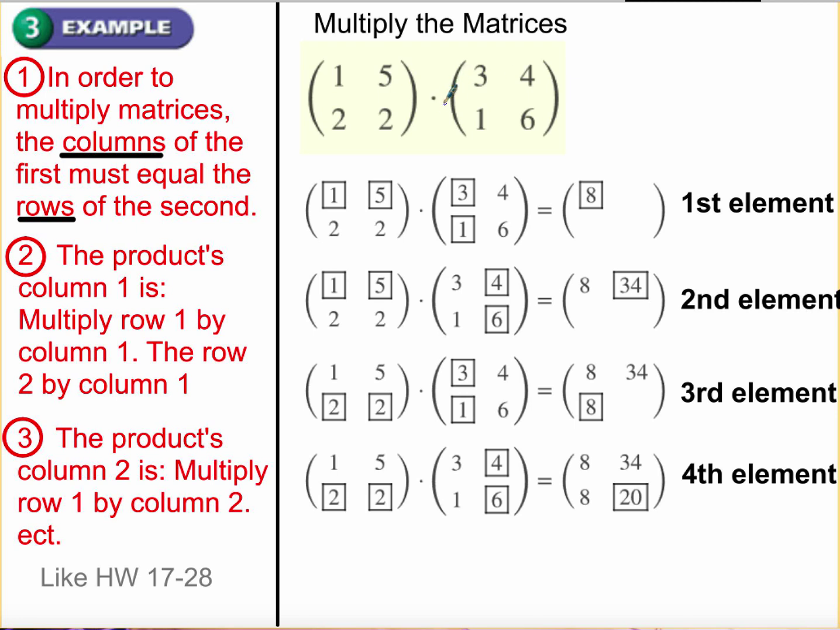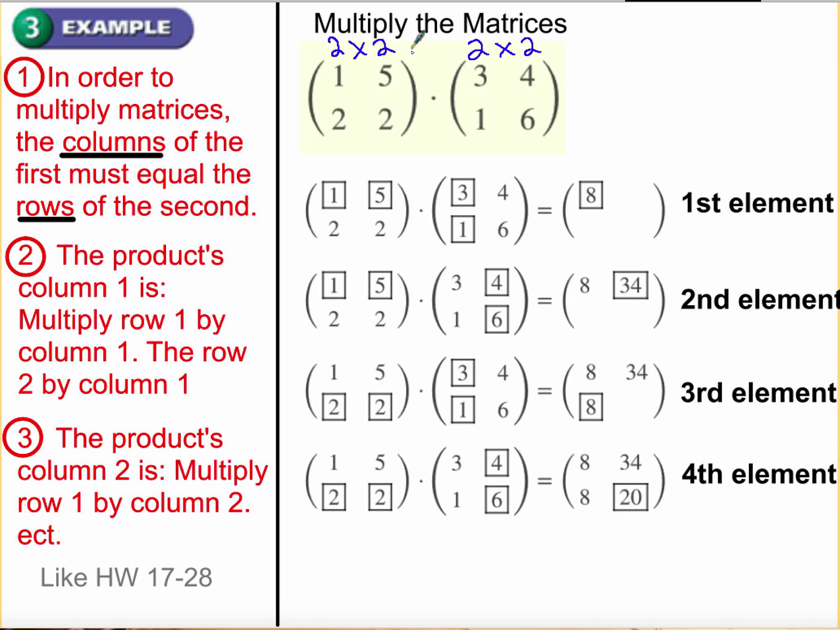Remember how I said that in order to add or subtract matrices, they had to have the same order? That is not the case when you're multiplying matrices, but they do have to have something in common. If we're going to multiply matrices together, the columns of the first matrix have to be the same number as the number of rows in the second. So here's what I do. I look at our first matrix and I say, oh, this is a 2 by 2 matrix, right? Then I look at this one. This is a 2 by 2 matrix.